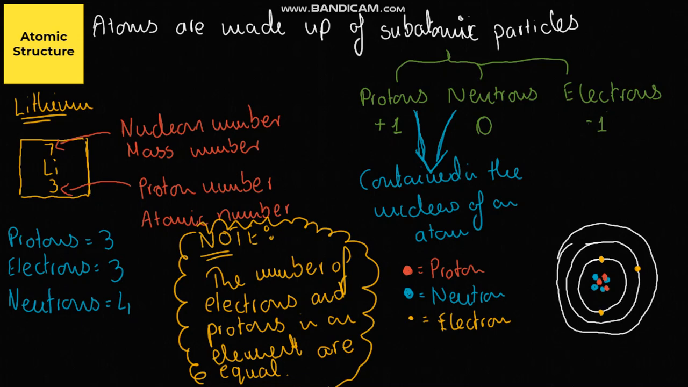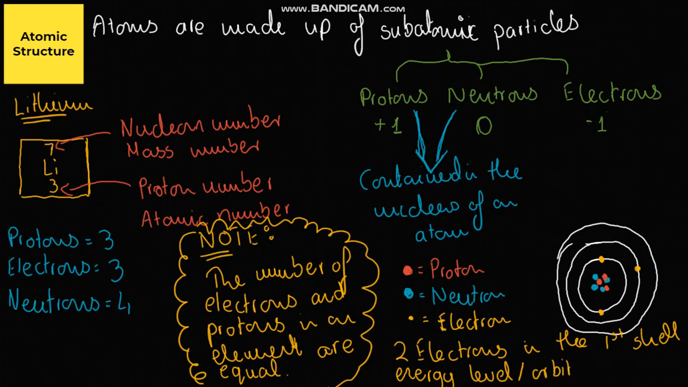So it can be 2, 8, 8, but the first one must always be 2. I'll write a note: 2 electrons in the first shell, also called orbit, energy shell or energy level. The rest can take in 8. Now that's basically it for atoms.